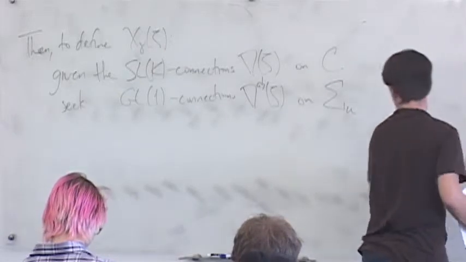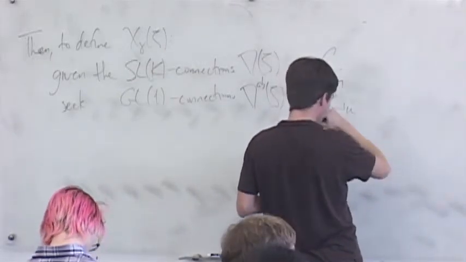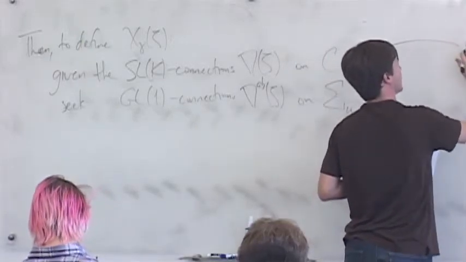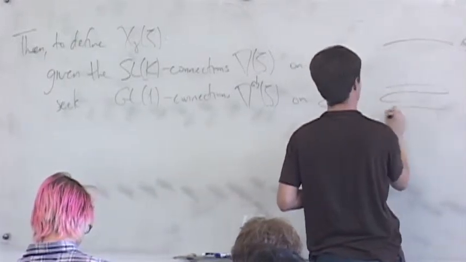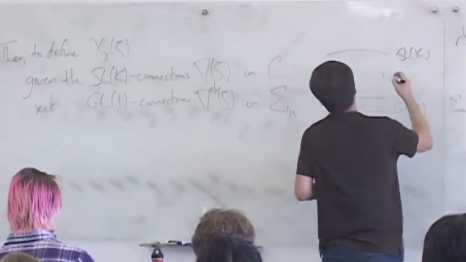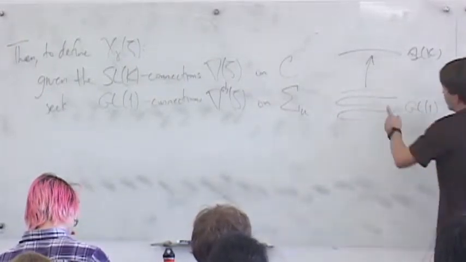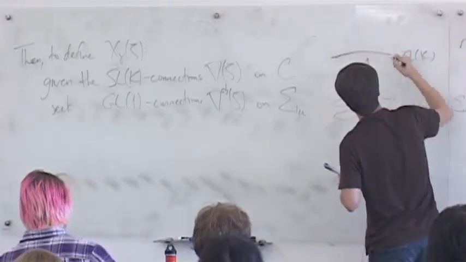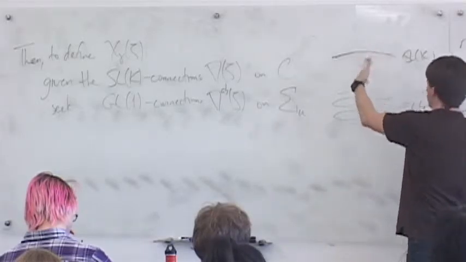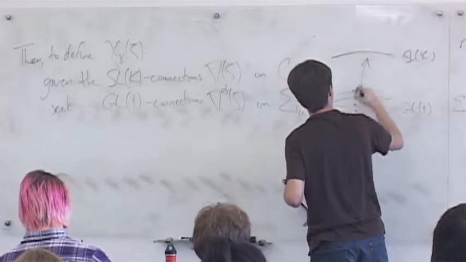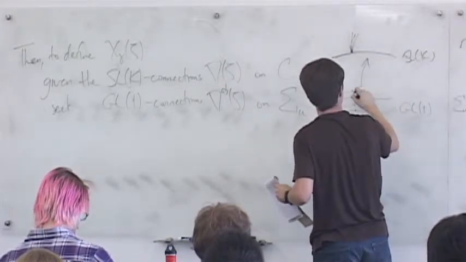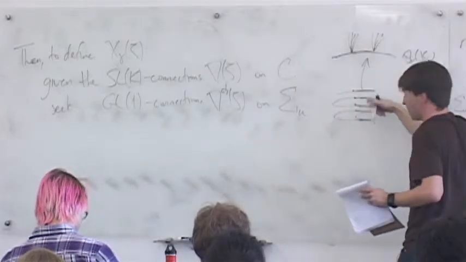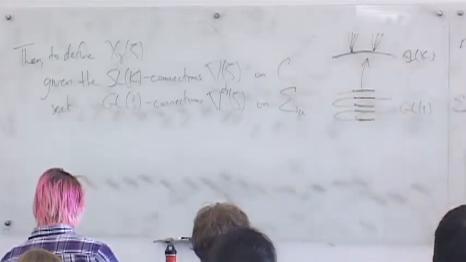So the picture is like this. We're going to relate an SLK connection here to a GL1 connection here, on this k-sheeted cover. What would you naively think? The first thing you might naively think to do is, if I have a GL1 connection here, I could make a GLK connection at least on this space just by pushing forward. Just take the direct sum of all the fibers here. That has an obvious connection. If I want to take a parallel transport along, say, this path, I would just take the direct sum of the parallel transports along the images of this path. That almost works, but it doesn't exactly work.